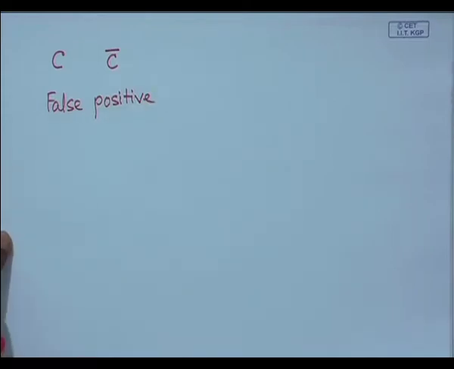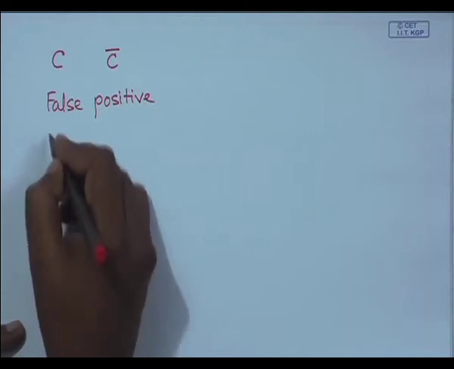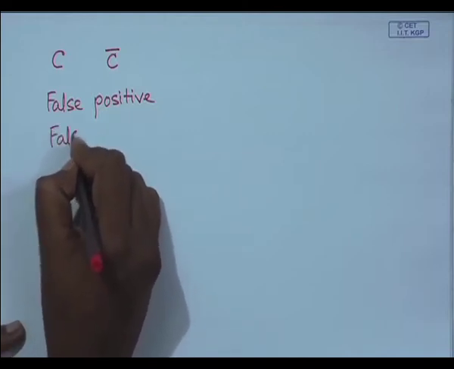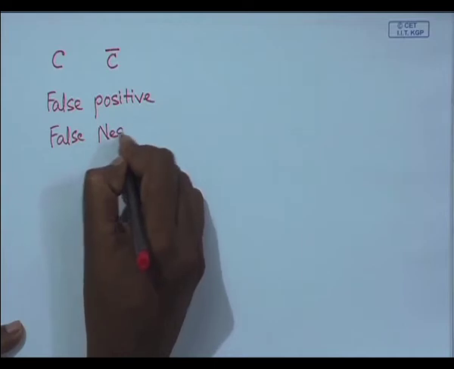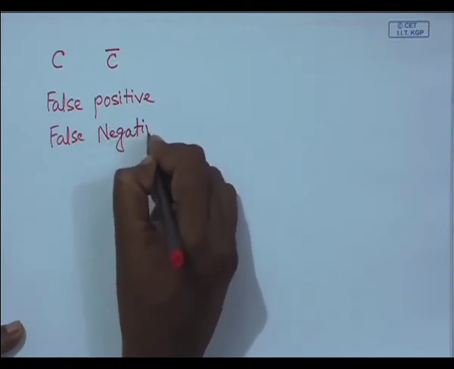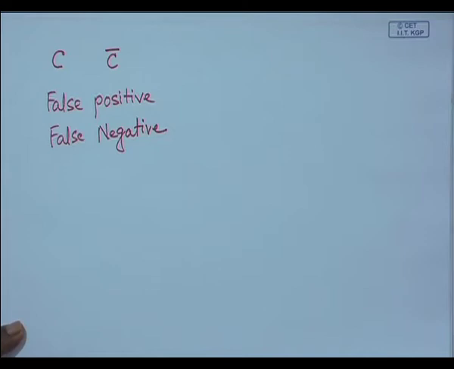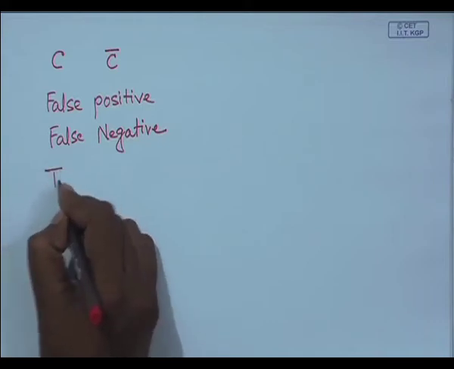I can also have a situation where the sample actually belongs to class C, but it has been classified as belonging to class C complement. So from C you put it to C complement, that is what the classifier has done, and such cases are known as false negative. And there are correct classification cases when a sample actually belongs to class C and it has been classified to belong to class C, which is called true positive.